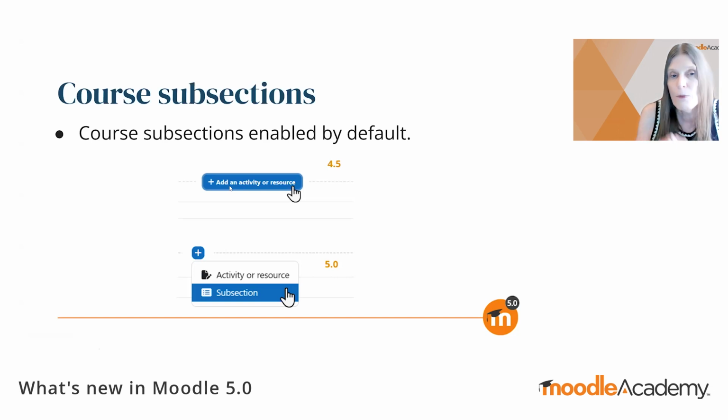However, in upgraded sites which are upgrading to Moodle 5, along with new Moodle 5 sites, subsections are enabled by default. And so a teacher going into a Moodle 5 course will see a plus, and then as well as activity or resource, they'll see subsection. So it might be worth bearing that in mind to explain to any teachers, or if you don't want it as an admin, to disable it.